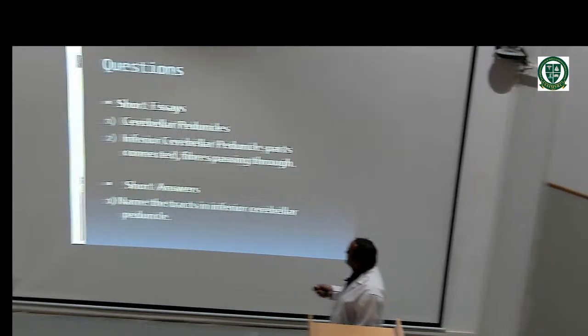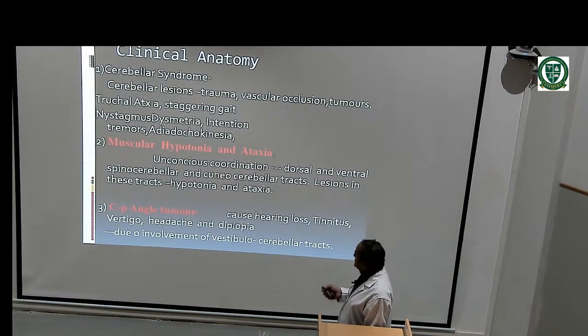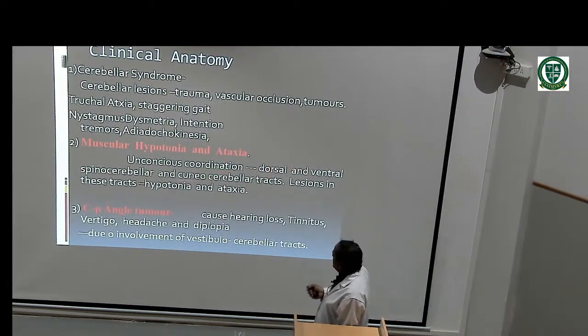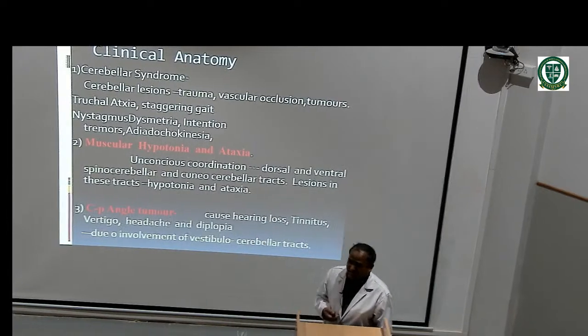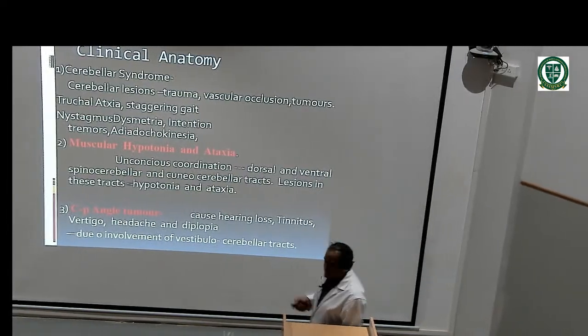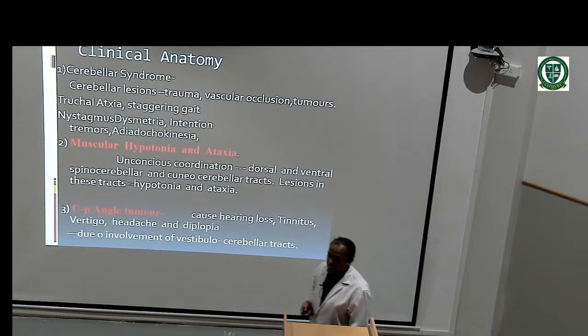Next, muscular hypotonia and ataxia occur in some of the cerebellar lesions. Actually, dorsal and ventral spinocerebellar and cuneocerebellar tracts, they carry the signals or information which will help in the unconscious coordination of the body. So, if any lesion occurs in these tracts, the patient will get muscular hypotonia and ataxia.